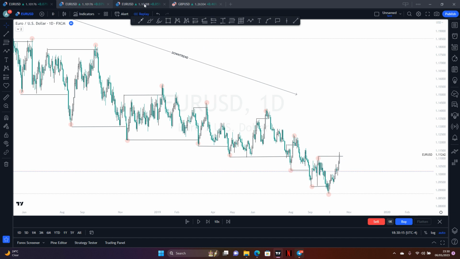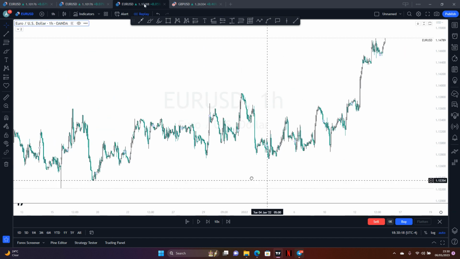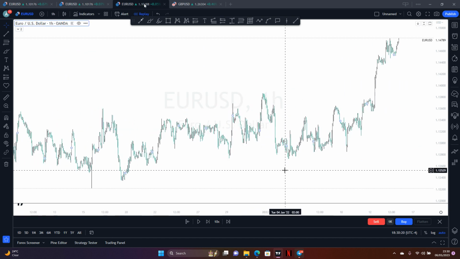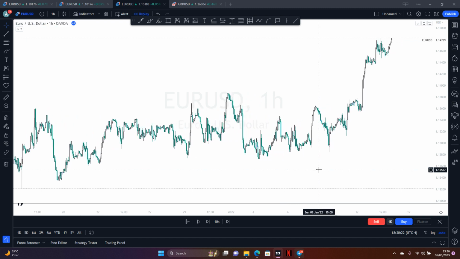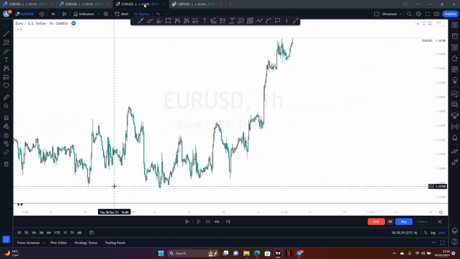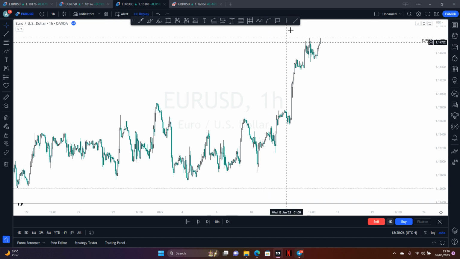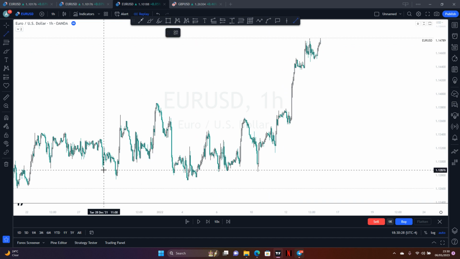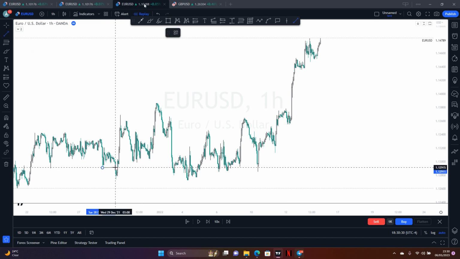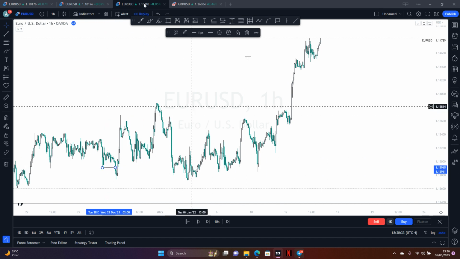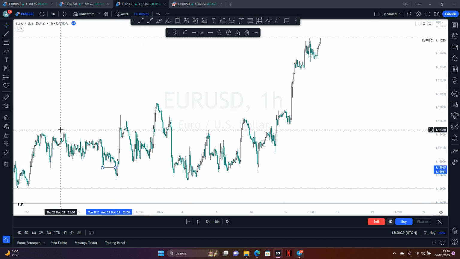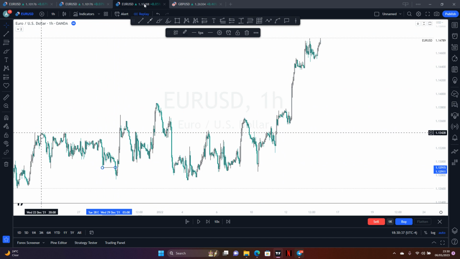Just very simple. Even I think I had this. This was on the 1 hour. Yes, 1 hour time frame. If we start from this point, you see what happened. Price produced manipulation, takes out liquidity, and then breaks structure to the upside.